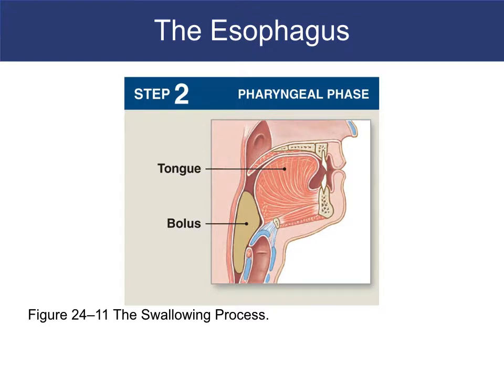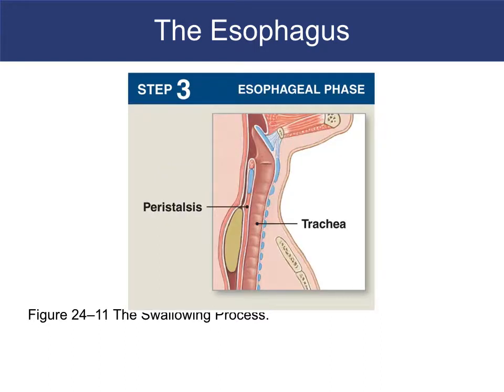Then you start to swallow it, you push it back into the pharynx, and by that time you see the epiglottis has closed off the trachea right there, and then it starts down, and once it's started, you can't stop it, and it's one wave of peristalsis goes right on down.